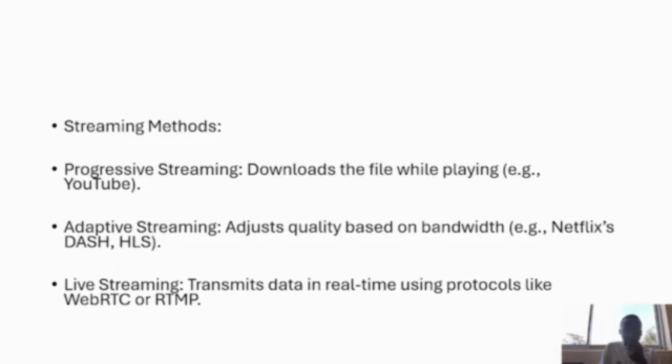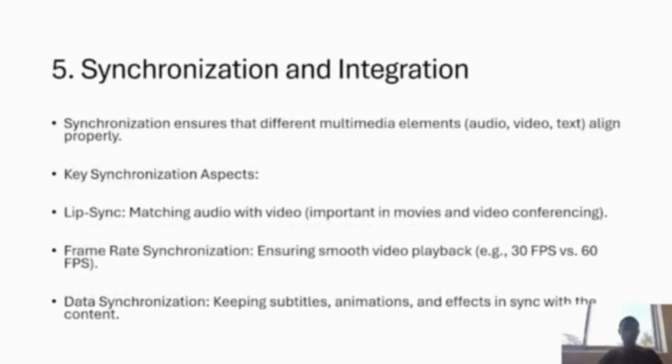Streaming methods. There are different types of streaming methods. For example, progressive streaming, where you download the file while playing, like YouTube. Another one is adaptive streaming, which adjusts the quality based on the bandwidth, for example Netflix, DASH, HLS. And live streaming transmits data in real time using protocols like WebRTC.